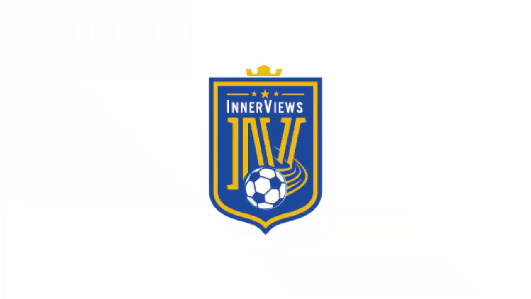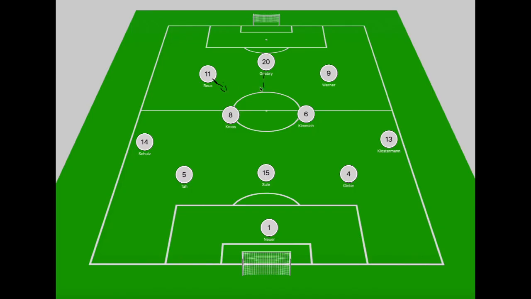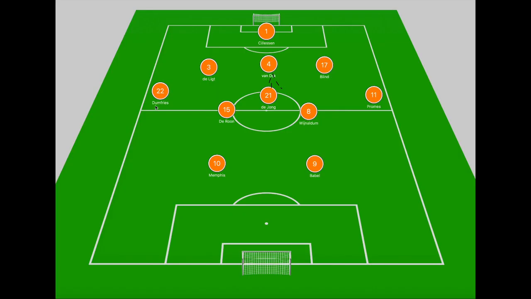But now, let's get to the starting lineups. We look at Germany, more of a 3-4-3, Timo Werner, Reus, and Gnabry up front. Out in the wingback roles, Klostermann and Schulz, and in midfield, Kroos and Kimmich. Then we move to Holland, more of a 3-5-2, Memphis Depay and Babel up front. Out in the wingback roles, Dumfries and Proms. And in midfield, we went with Wijnaldum, De Roon, and Frenkie de Jong.